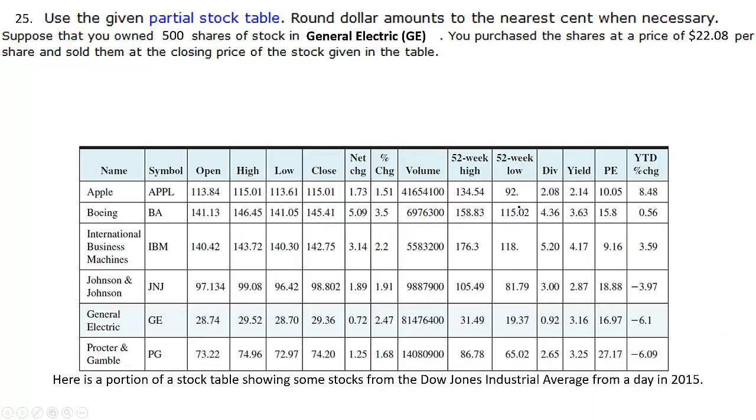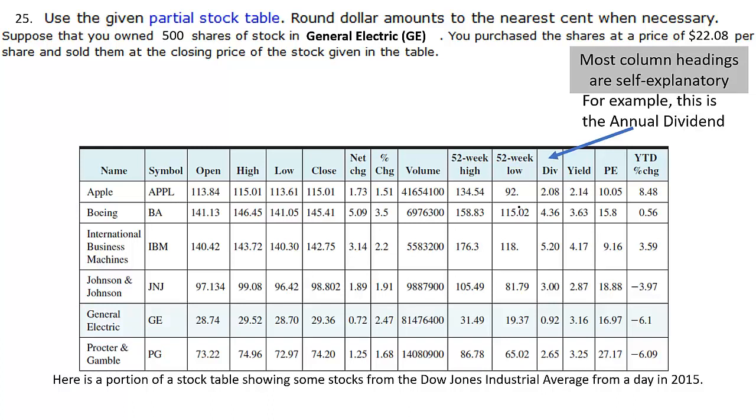Number 25. Use the given partial stock table. Round dollar amounts to the nearest cent when necessary. Suppose you own 500 shares of stock in General Electric. You purchased the shares at a price of $22.08 per share, and you sold them at the closing price of the stock given in the table. Most of those column headings are self-explanatory. For instance, DIV is just the annual dividend.